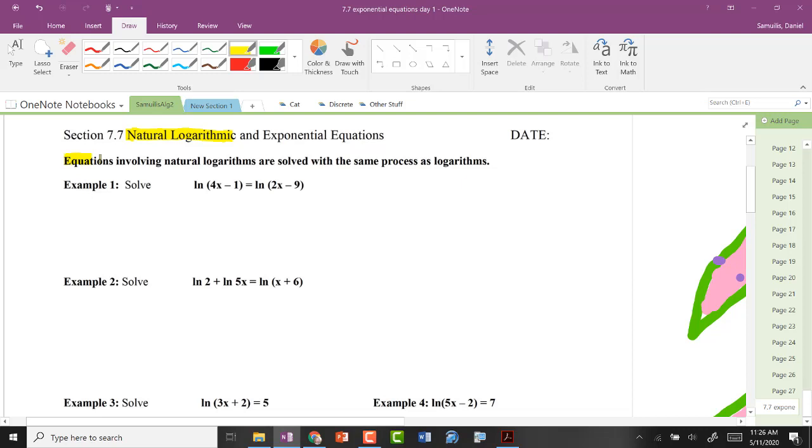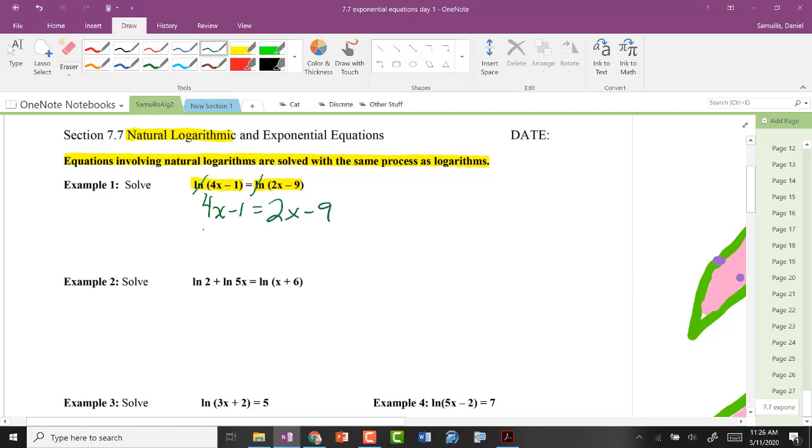Equations involving natural logs are solved with the same process as logarithms, which means you still follow the rule of the one-to-one property, or the property of equality. When you have logarithms on either side and it's condensed down to one logarithm and one logarithm, what can we do? Boom, boom. Drop out the logarithms and just solve for what we have remaining. It's as simple as that.